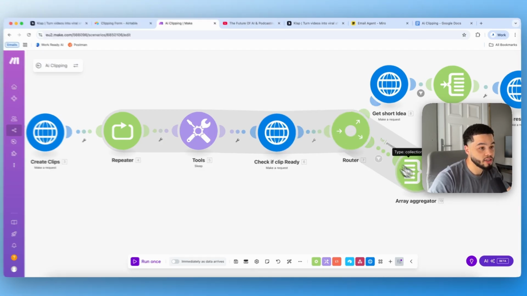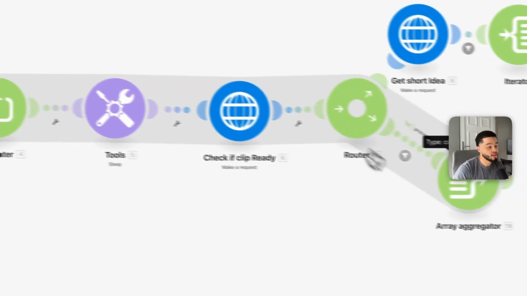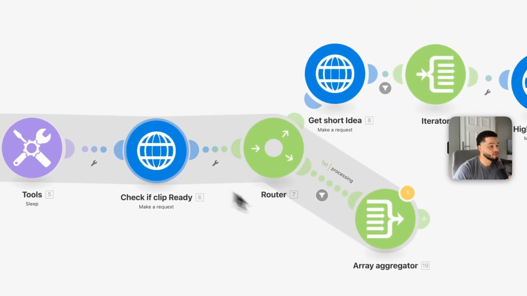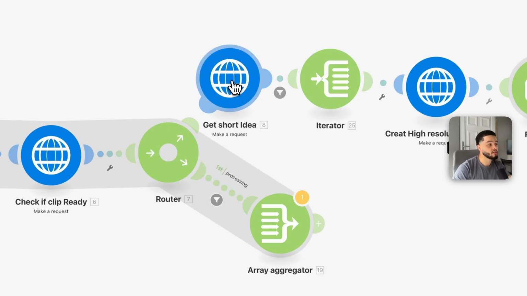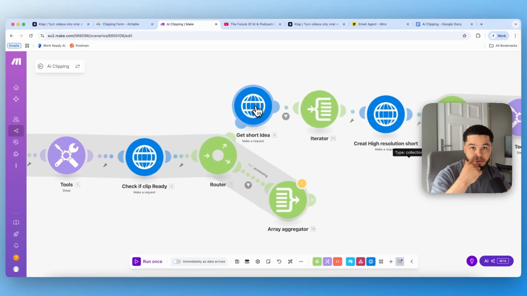If the clip is not ready, then it's going to choose this route down here, come back to this repeater and check again, and keep checking until the clip is ready. Whenever the clip is ready, it's going to come up here, and this is going to retrieve all the details about that clip.